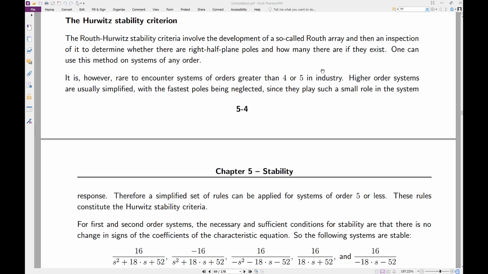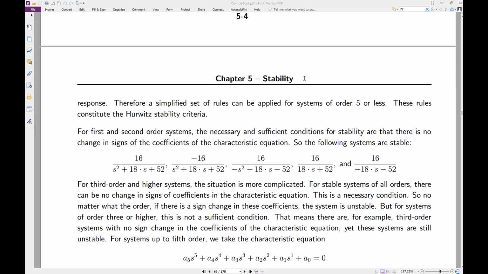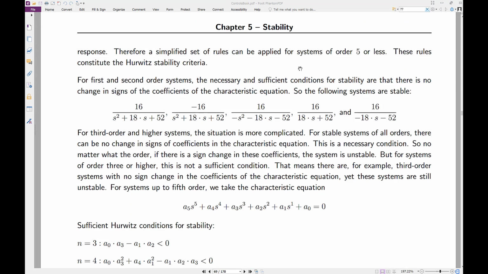It only takes one to make your system blow up, and up above, as you can read, you could have a thousandth order system. So the system has 1,000 poles, and 999 of them could be in the left half plane and therefore stable. But if one is in the right half plane, then the system is unstable. So all of the poles have to be in the left half plane. Now, I talk about the fact that one of the necessary conditions for stability is that you can't have any sign changes in the denominator of your transfer function.